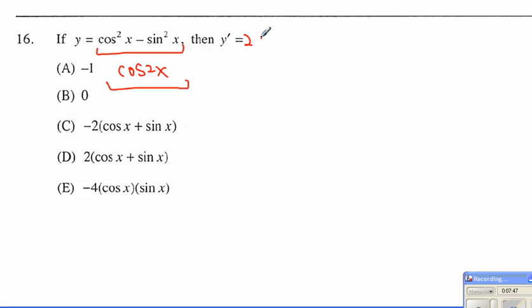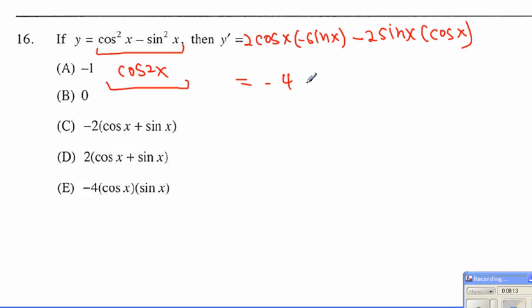And this becomes 2 cosine of x times the derivative of the inside, which is negative sine of x. Now, minus, here we get 2 sine of x times the derivative of the inside, which is sine of x, becomes cosine of x. Now, when you combine them, both are negative 2 cosine sine. Essentially, this becomes negative 4 sine x cosine x. That becomes our final answer.